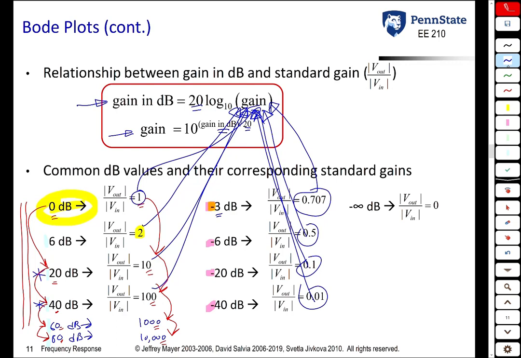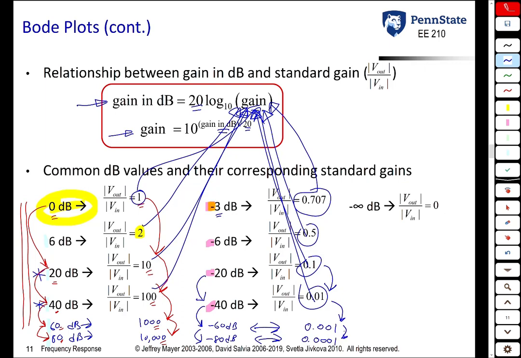So a couple things we're seeing here, just like for the positive dB, we see that every time you decrease the regular gain by a factor of 10, you subtract 20 dB from the dB gain. So that means that a gain of 0.001 would be -60 dB, and a gain of 0.0001 would be -80 dB. Every time you go by 20 dB, you go by a factor of 10.